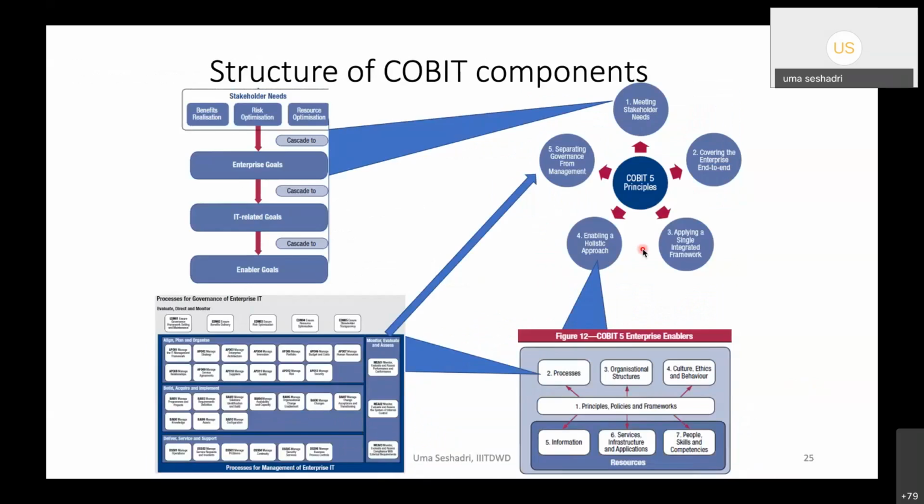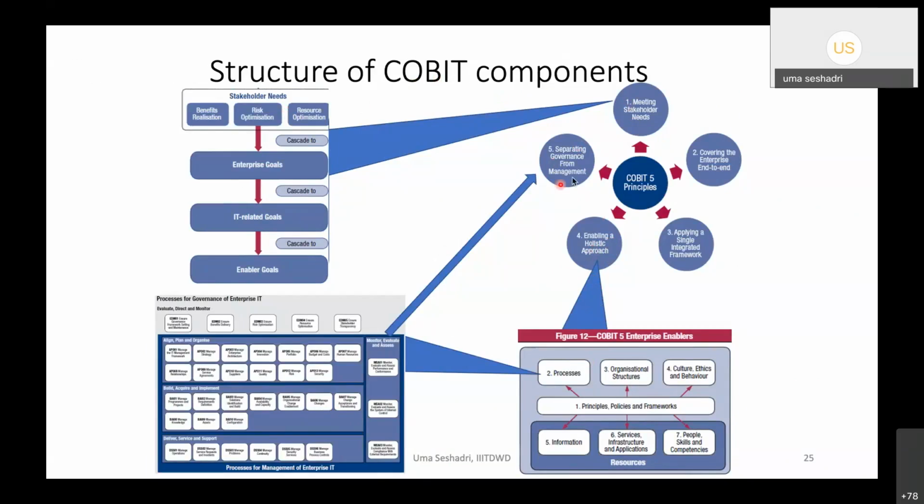So this is another view of the CoBIT component structure. The stakeholder needs have to be aligned to these principles, and again these enterprise enablers are talking to this principle, which is a holistic approach. And stakeholder needs, these are all stakeholder needs. They should be one of the principal components we are talking about.